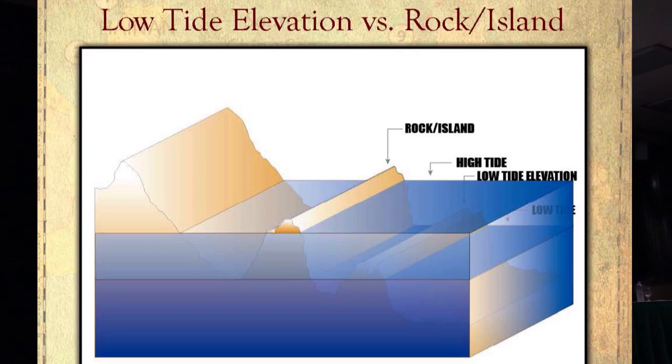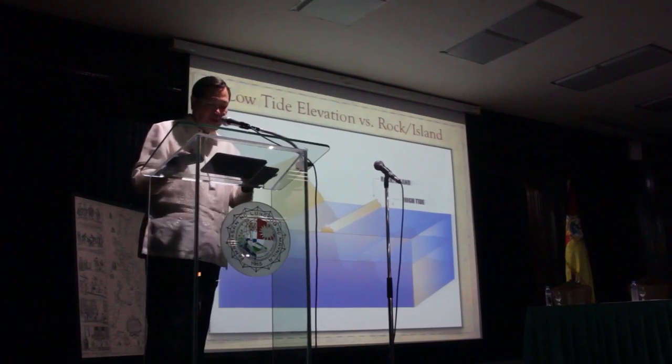This one is a high tide feature. This is entitled to a territorial sea of 12 nautical miles. This one is not. And this is an island. If it is capable of human habitation, it's entitled to 12 nautical miles plus 200 nautical mile exclusive economic zone.